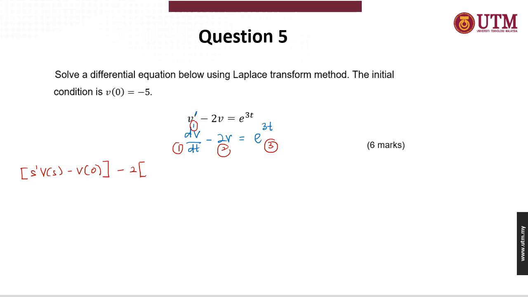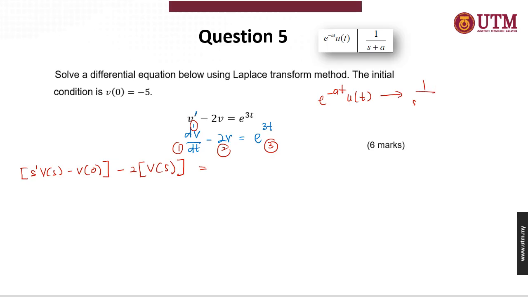So there's no prime, there's no differentiation, so it is equal to vs, equal to the third component, e to the power of 3t. So refer to the table. So when you have e to the power of minus at ut, it will produce 1 over s plus a. So in this case, you have e to the power of 3t ut, so you know that your a is equal to negative 3, so 1 over s minus 3. Okay, so next step. So replace v0 equal to negative 5.